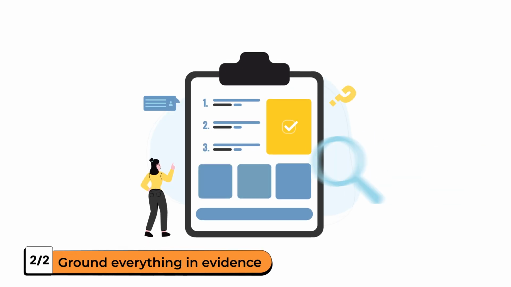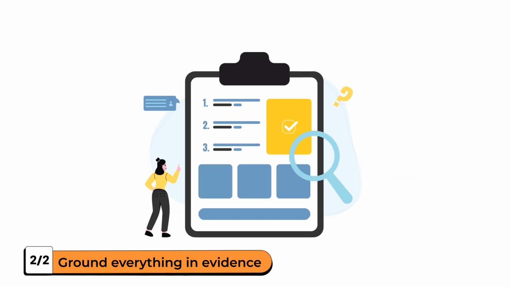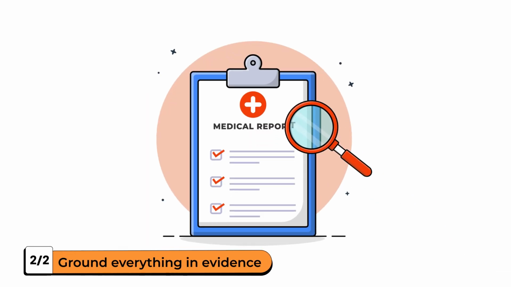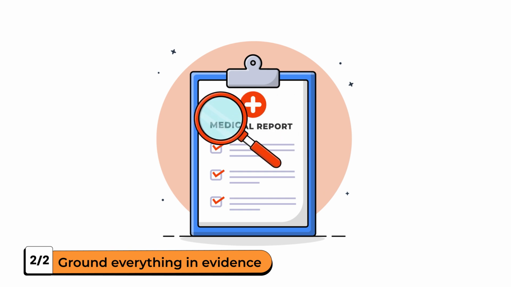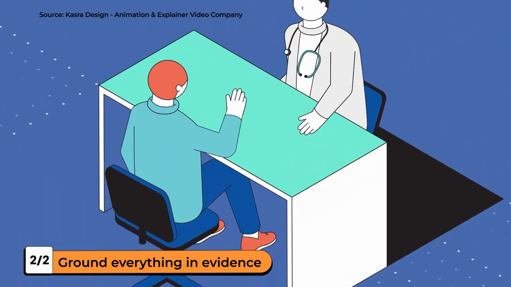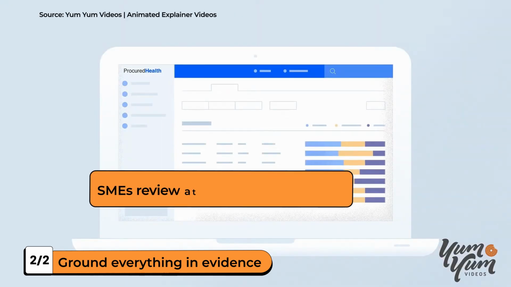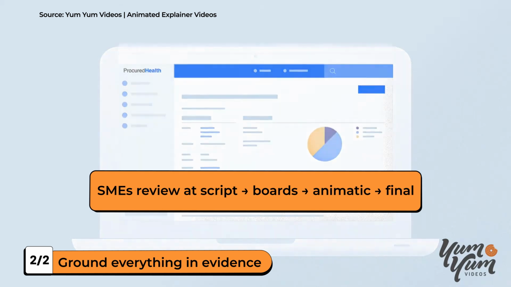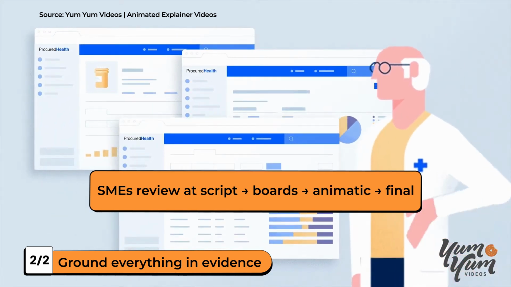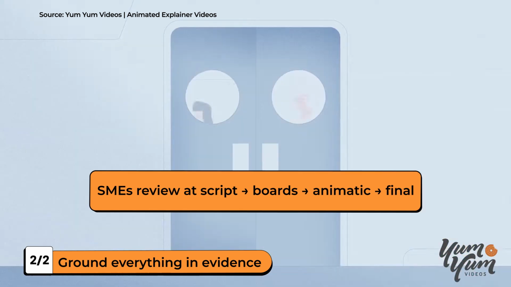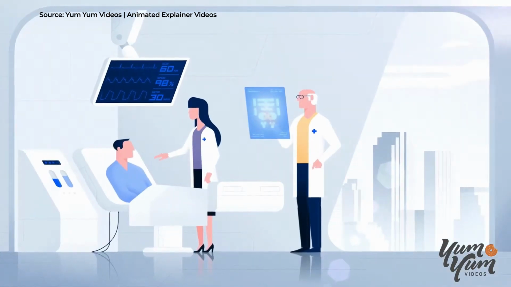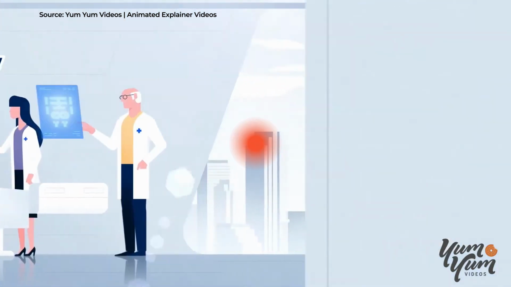And 2, remember to ground everything in evidence. Pull from guidelines, atlases, and peer-reviewed sources, then validate with surgeons or specialists at each milestone. Script, storyboard, animatic, and final collaboration prevents errors and builds trust. Now, let's get into our guide to successful production.